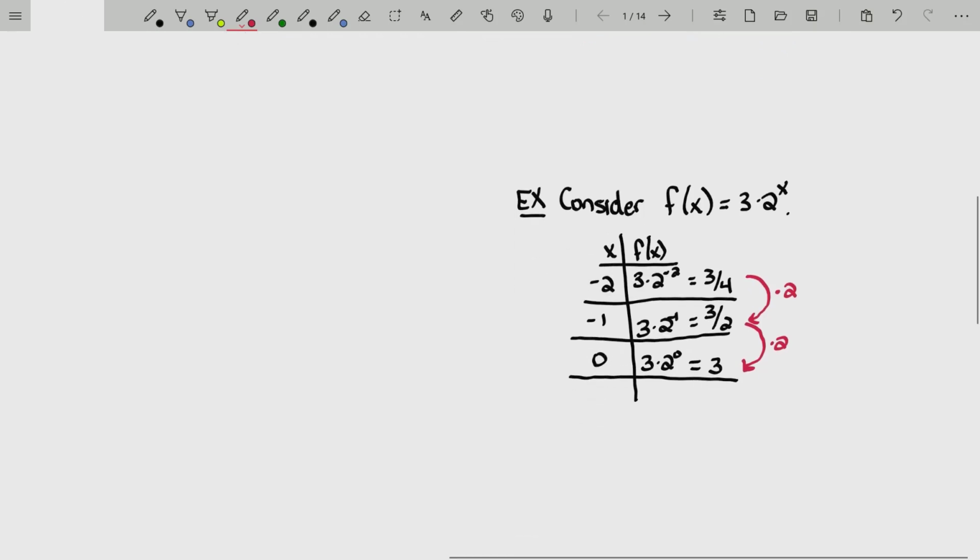And now that you can kind of see that pattern, there's no real need for me to plug into my function. I could just write 1, 6 and 2, 12 and so on and so forth down the line, because each step is just multiplying the y value of the previous step by 2. And that's what I mean by the base multiplier property. Every step of the way, you're just multiplying the y values by the base.